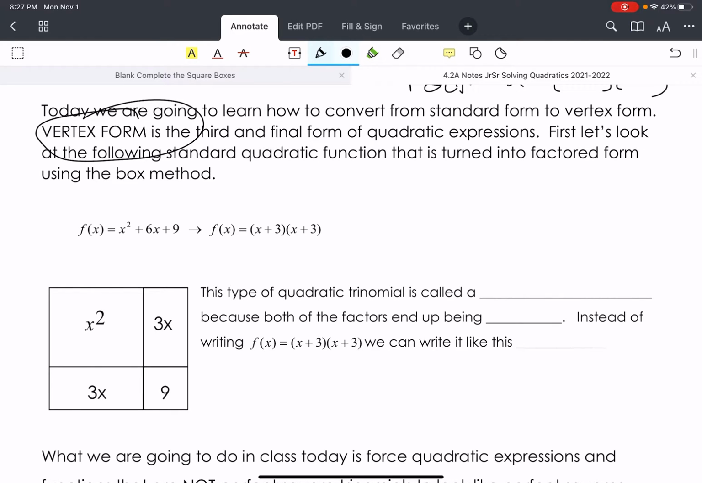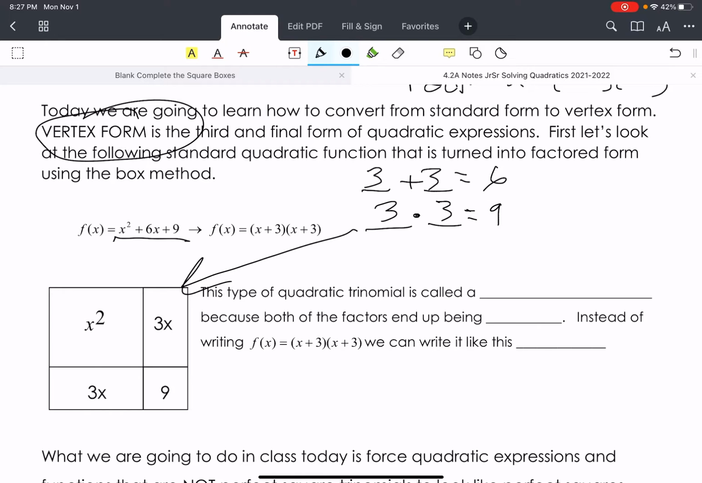Okay, so to explain the new form, we're first going to look at an example like this. Okay, if I was going to do a puzzle, our normal box puzzles on this, I'd be looking for two numbers that add to 6 but multiply to 9. Okay, we come up with 3 and 3. That's where this comes from here.